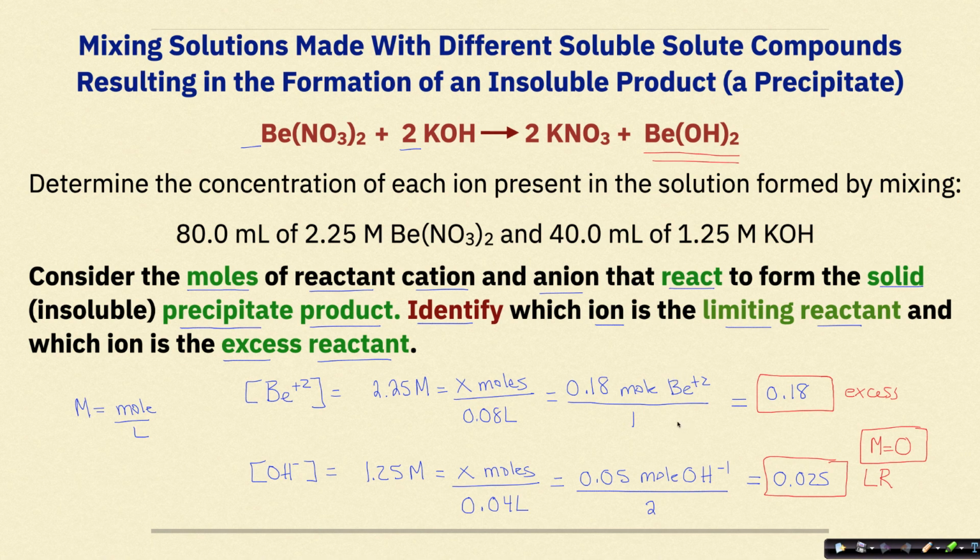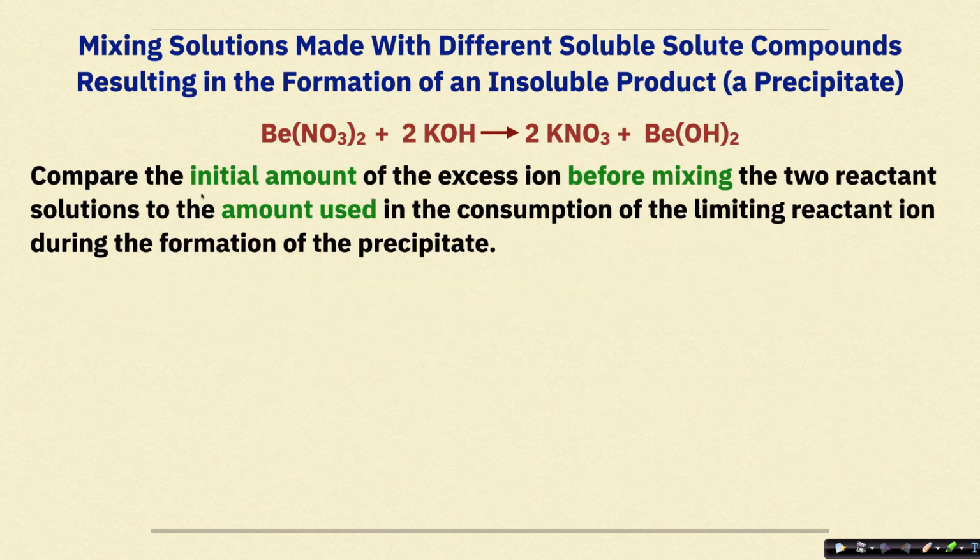Now we only have one more thing to do. In this slide, we're going to compare the initial amount of the excess ion before mixing the two reactant solutions to the amount used in the consumption of the limiting reactant ion during the formation of the precipitate. Okay, so what do we know? We know that Be+2 is our ion that is in excess. And we know that the hydroxide ion is our limiting reactant.